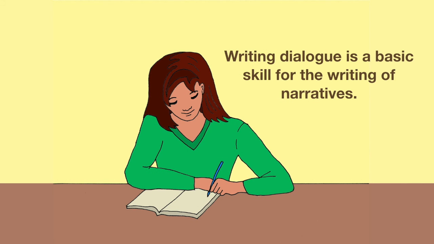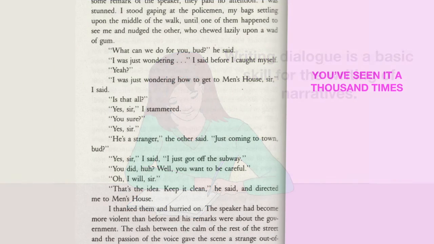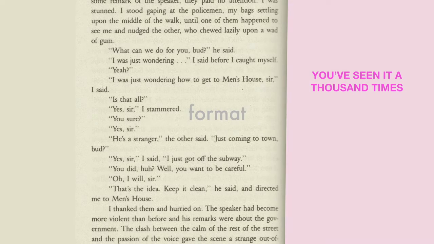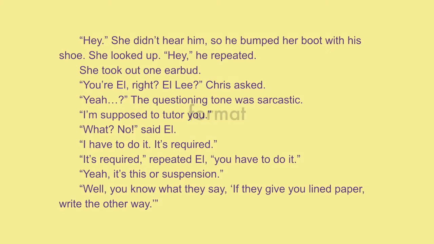The ability to write dialogue is a basic skill for people writing fiction or memoir. If you're writing a narrative of any kind, you need to know how and when to use dialogue. But to write dialogue, you first need to know how to format it. You've seen it 1,000 times in books, but you might never have looked closely at what made it look like dialogue. First, every time a new person speaks, you put their words in double quotation marks, like this.